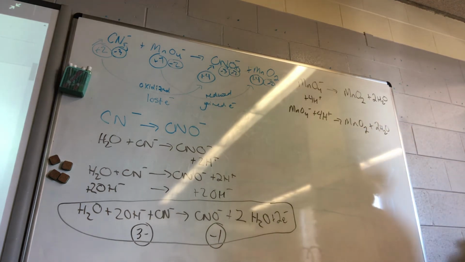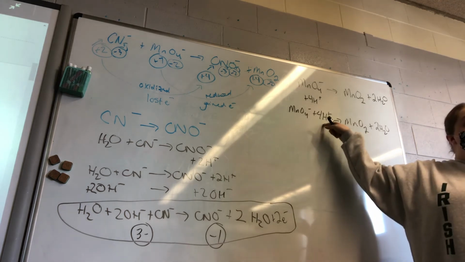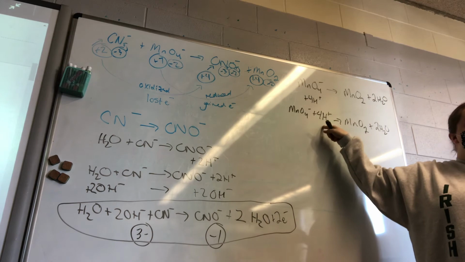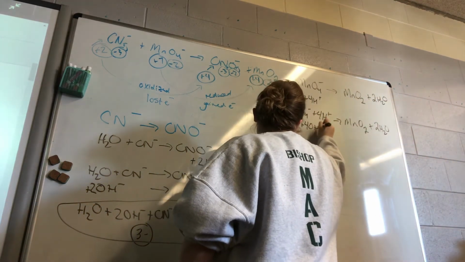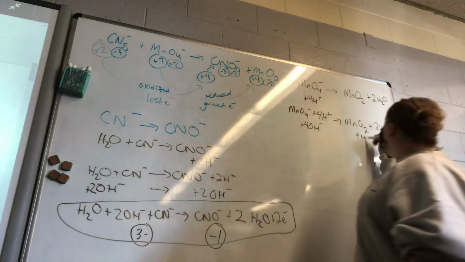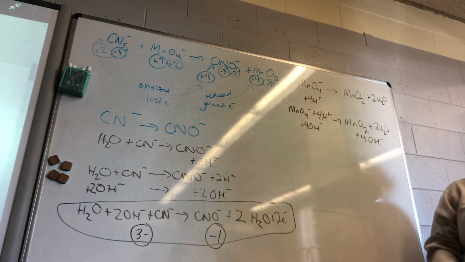Remember, we're in basic solution, so we cannot have protons. So what do we have to add to get rid of those protons? OHs. How many should we add? 4. The same number as what we have. And we're going to do that to both sides.